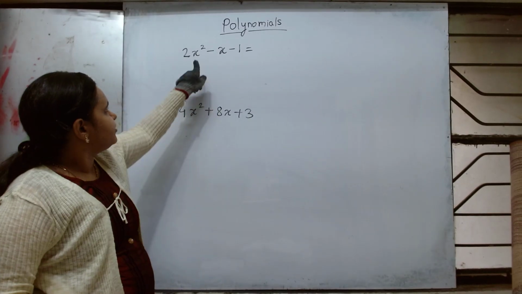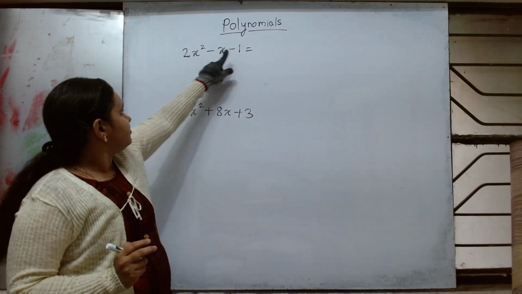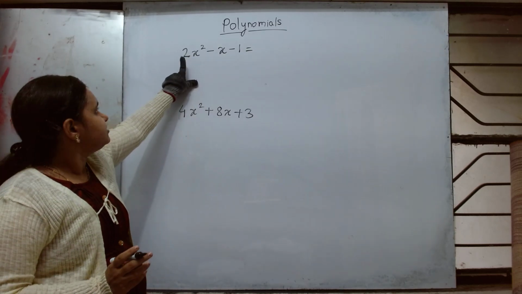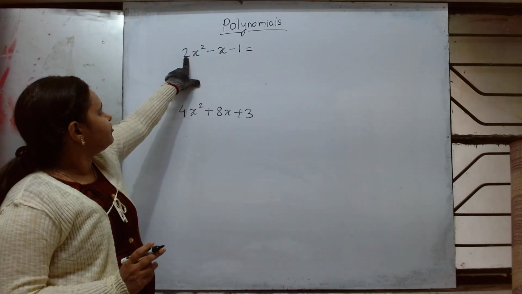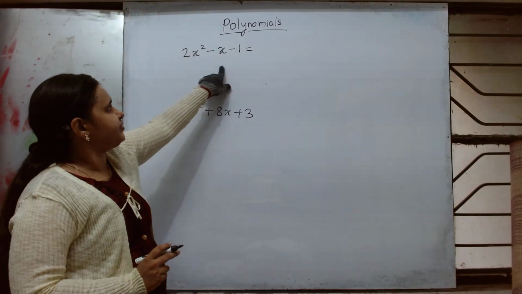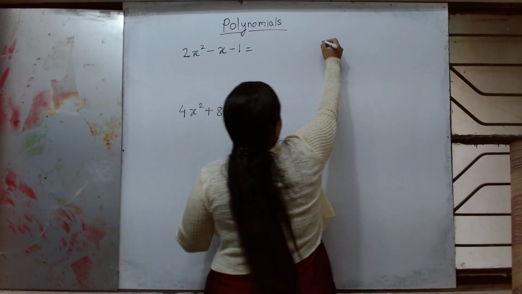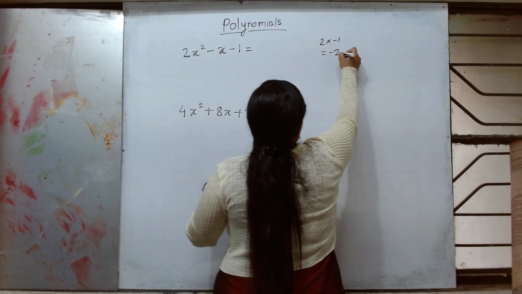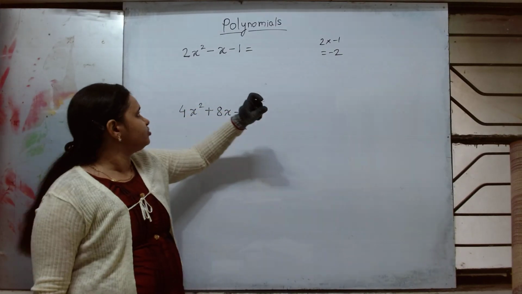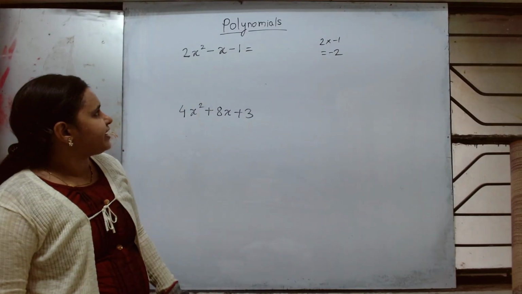So now we take the multiplication of two numbers as the third term. But if the first term has a coefficient other than 1, then we should consider the first coefficient multiplied by the last coefficient, that is 2 into minus 1. 2 into minus 1 will be minus 2. So we have to find factors such that their multiplication should be minus 2 and their sum should be minus 1. Here it is minus 1. So what are those factors?